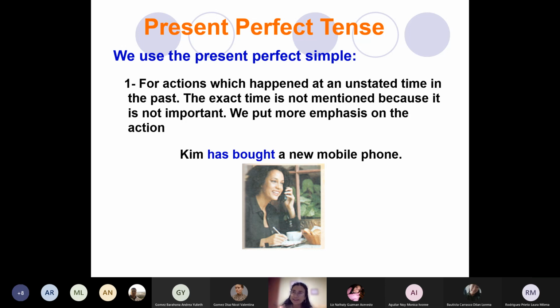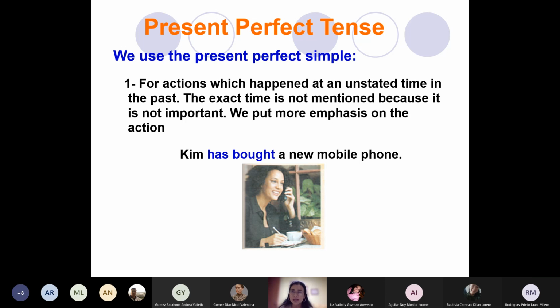Entonces, ahí en esa situación es cuando utilizamos el presente perfecto para hablar de algo que ha sucedido en el pasado y que dé un resultado en el presente. ¿Cuál es el resultado? Que ella está, mire, estrenando un teléfono y entonces decimos, ella ha comprado un nuevo teléfono. Kim has bought a new mobile phone.